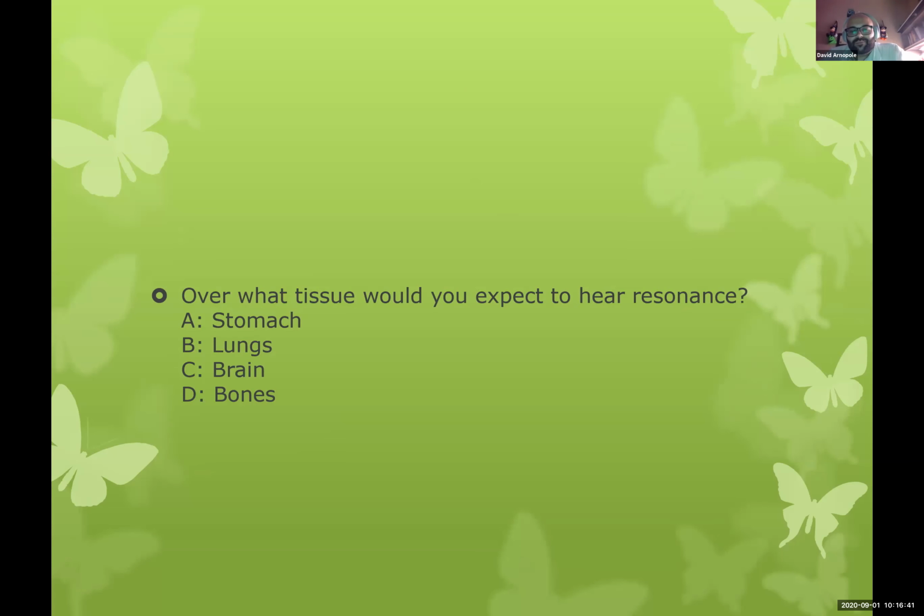Okay, so I'm seeing A's and B's. So let's go to the wrong one. Bones, no, I'd expect it to be dull. Bones are full. Brain, no, don't start tapping on the brain. Please don't do that. The stomach and lungs, okay? The stomach has fluid in it, but it's not going to be resonant. Resonant is empty space, okay? It's a large area. So lungs are empty, filled with air. That would be resonant, B.